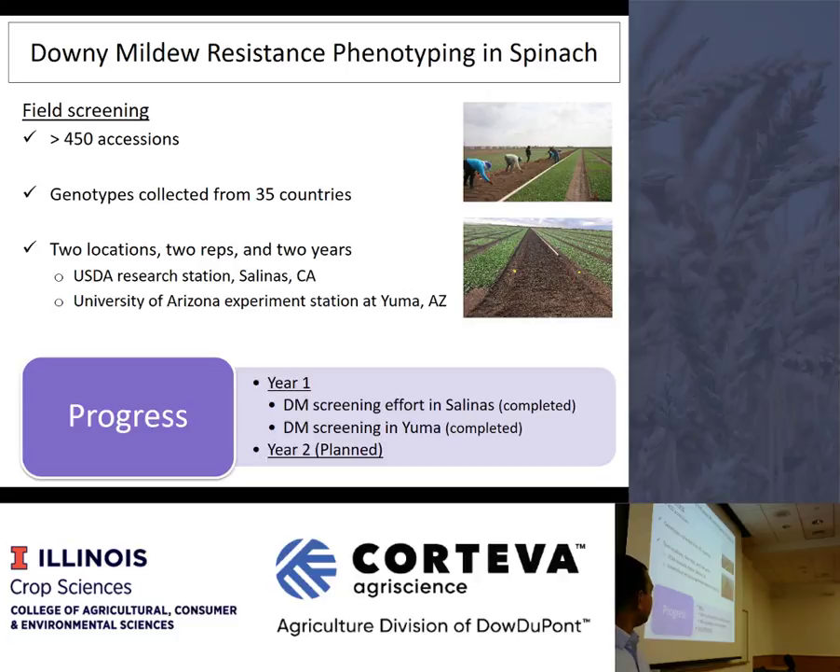For field screening, we are screening more than 400 spinach lines. Almost 350 are USDA germplasm and 50 are commercial cultivars. They are collected from more than 35 countries, and we will be screening them in 2 locations, Salinas, California, and Yuma, Arizona, for 2 years. In the first year, we planted in 1 location in California and 1 location in Yuma, but this year we'll be planting in 2 locations in Salinas and 1 location in Yuma, and compile all the phenotypic data, and then use genetic data to conduct an association analysis.